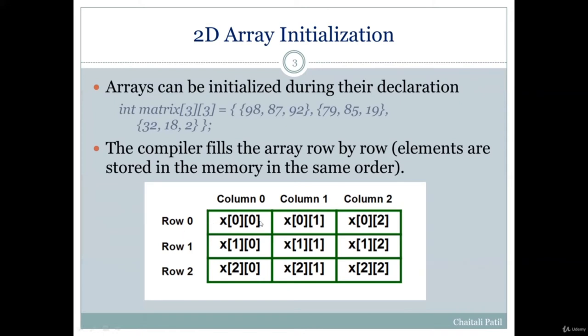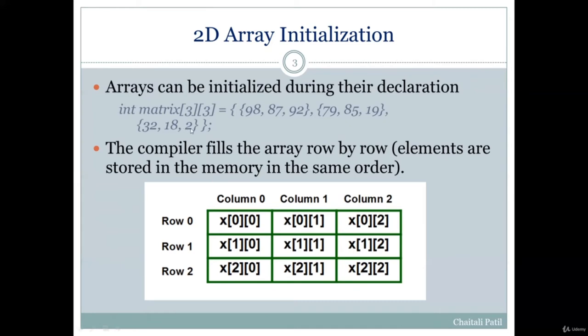How to access a particular location in this matrix or two-dimensional array? We can access it by a row number and column number. For example, x of 0 by 0 means the element at the 0th row and 0th column. 98 will be stored at row 0 and column 0. 87 will be stored at row 0 and column 1. 92 will be stored at row 0 and column 2. Likewise, all the elements will be stored.